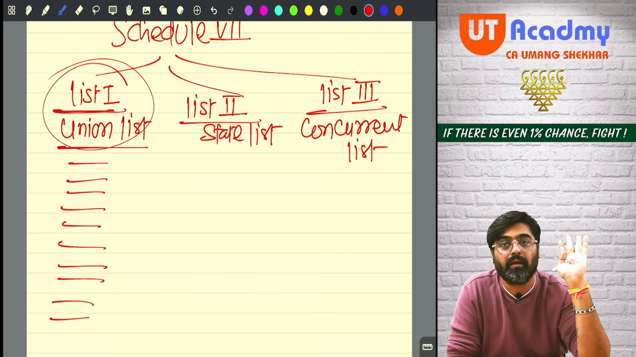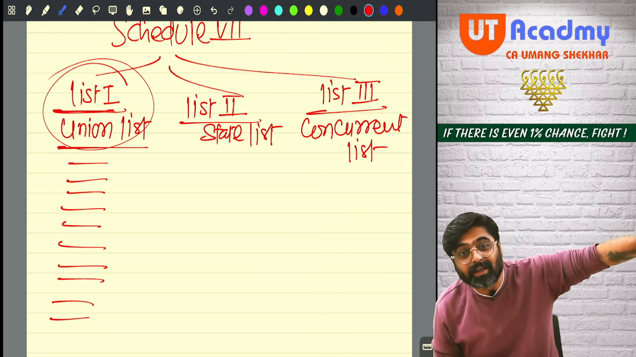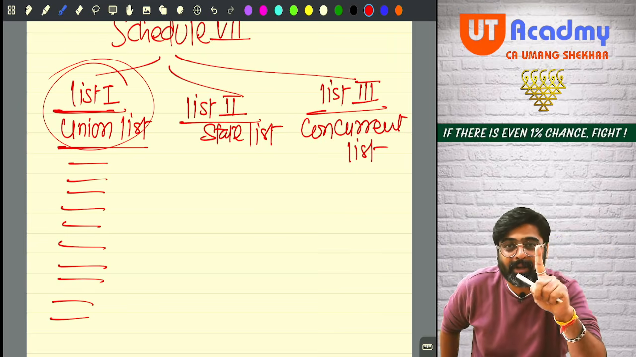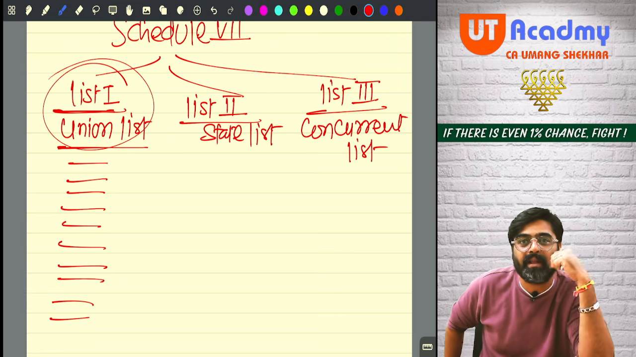Understanding? All the territories of all the states, entire India, only one law will be made on this matter, and that law will be made by Parliament.